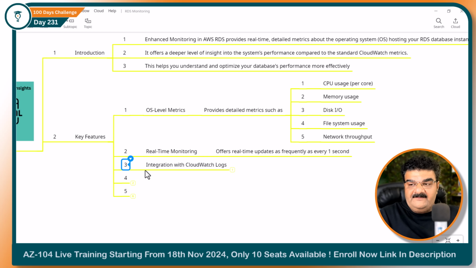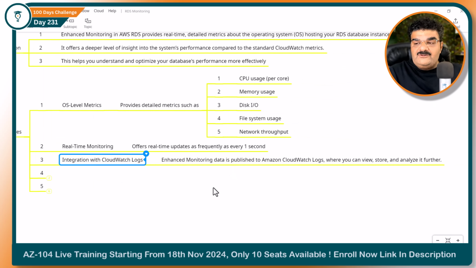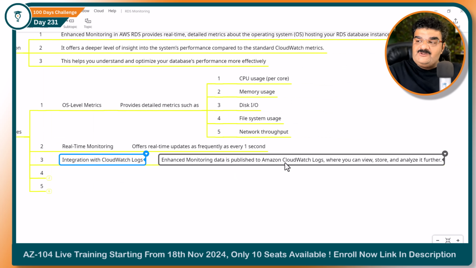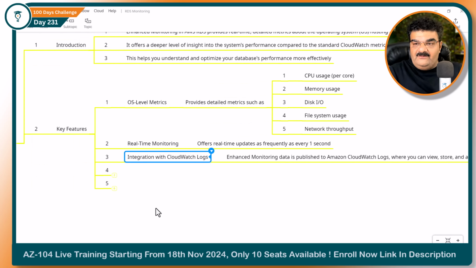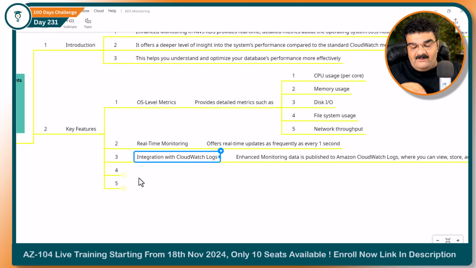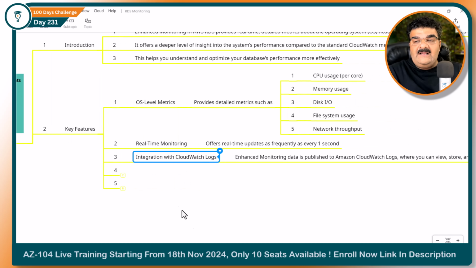Integrated with CloudWatch Logs, enhanced monitoring data is published to Amazon CloudWatch Logs, where you can view, store, and analyze it further. We will talk about CloudWatch in upcoming videos, so don't worry about this. What is CloudWatch? How can we analyze CloudWatch logs? No need to worry. We'll talk about this. But right now you just need to understand that we can store all this enhanced monitoring data in CloudWatch Logs.